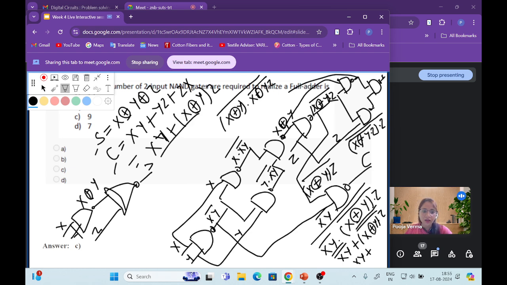Here it is written. So for carry you will get this, and for this we need to solve it a lot. You can solve it at home and you will get x XOR y XOR z. So the total number of NAND gates required to realize a full adder is 1, 2, 3, 4, 5, 6, 7, 8, 9. So only 9 NAND gates are required to realize a full adder. Okay, that is, option C will be the correct option for this case.